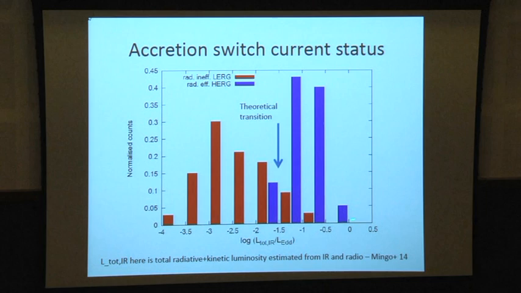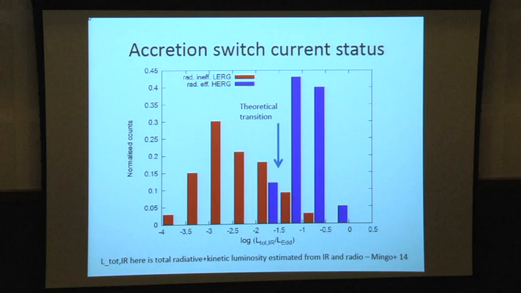There's also some work by Philip Best doing the same thing with O3. The reason that I think that's less good is that he divided up the sample into LERGs and HERGs based on the O3 properties and then drew this diagram. So there's a selection effect introducing the dichotomy. But this is an unbiased sample and it shows the same thing.